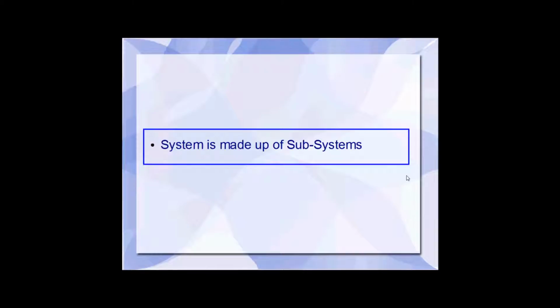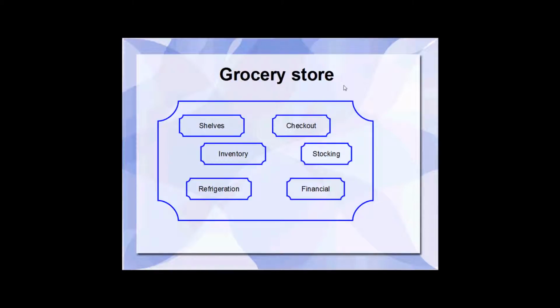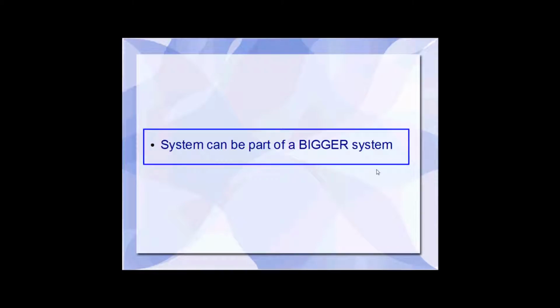A system is made up of other systems which are called subsystems. Here is an example of a system, the car engine, and it is made up of several subsystems such as the piston, the valves, the exhaust system, the crankshaft, and so on. Another example is your grocery store, which is made up of subsystems such as shelves, the checkout system, the inventory system, the refrigeration system, and so on.